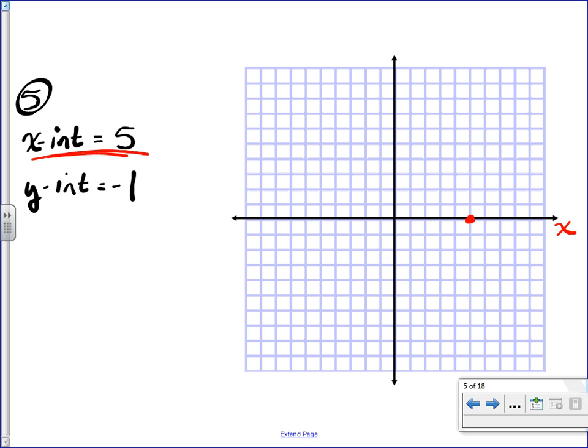Now what I'm going to do is find the y-intercept. The y-intercept on this one is -1. So I'll come over here to my y-axis and find that -1, which is right here. And now that I have those 2 points, it's just a matter of connecting these 2 dots. So there's my graph, given the x-intercept 5 and the y-intercept -1. That's it. That's all I need, just the graph. I don't need anything else.